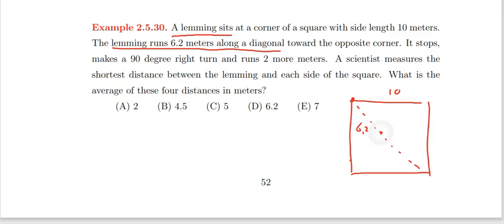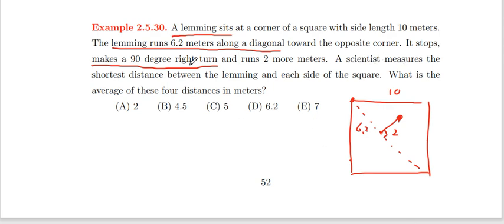Then at here it stopped. Make a 90 degree right turn. So go this way, right? This is 90 degree. Okay. Go 2 meters. So now the robot is here. Okay. So what's the question?